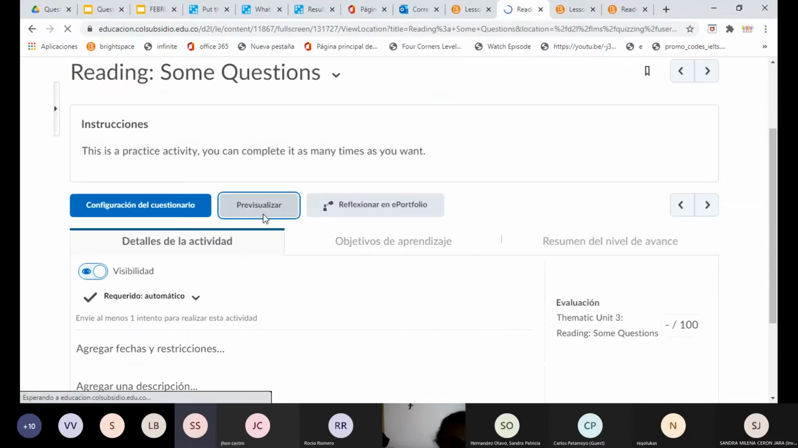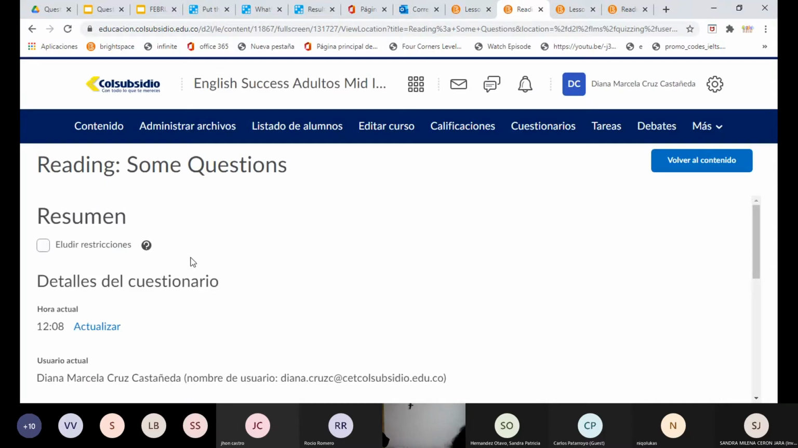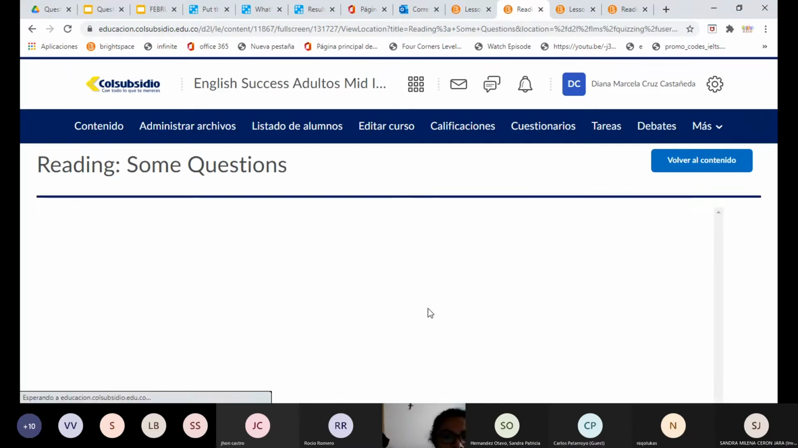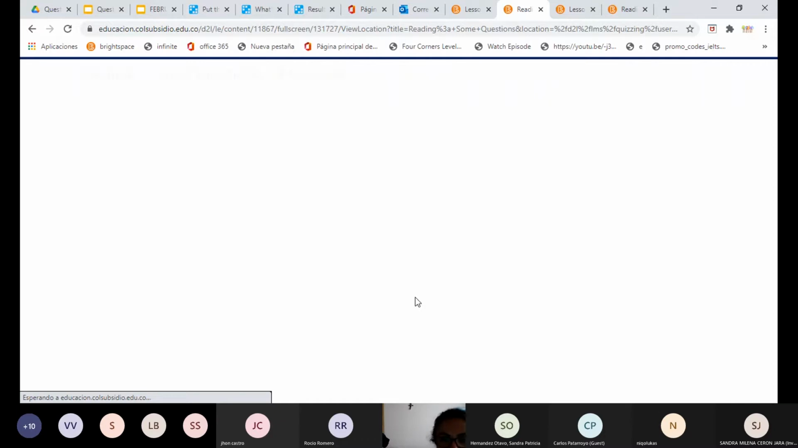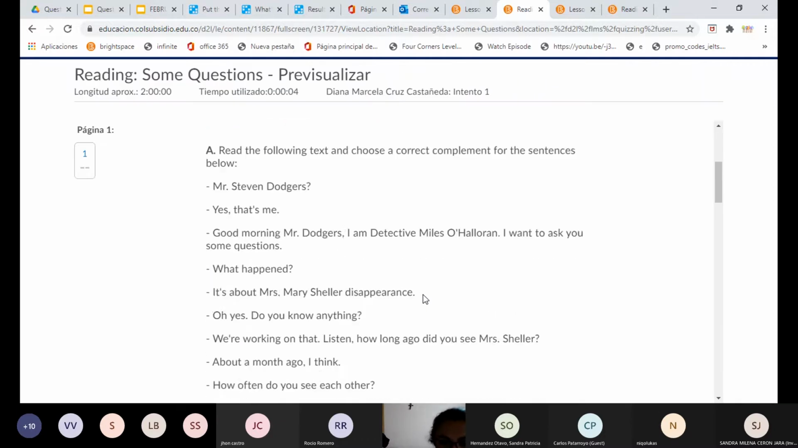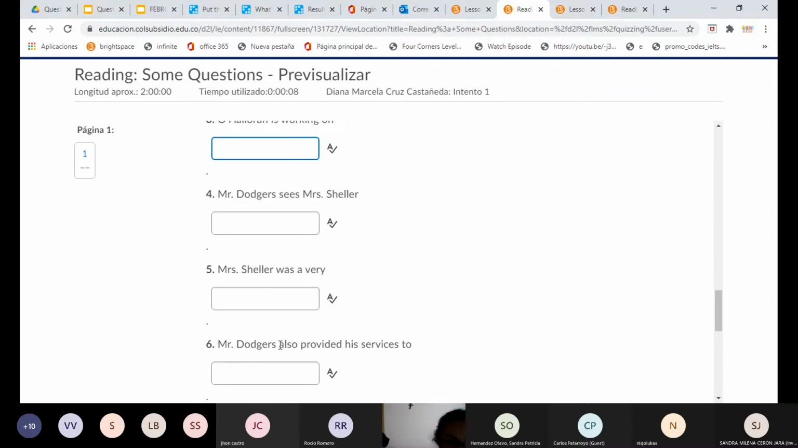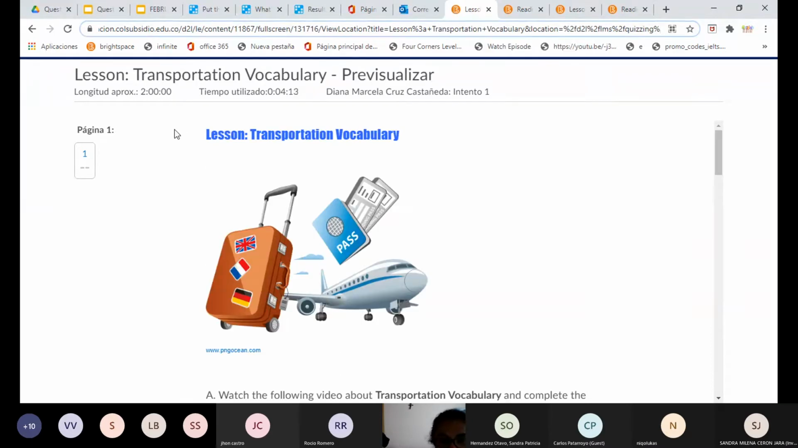Then you click on previsualizar for my case, but for you, it's going to be only with iniciar cuestionario start, okay? Then you will have a reading activity there. And based on that activity, you answer the question, okay? So by now, guys, I am not going to ask you to do all the 8 lessons.